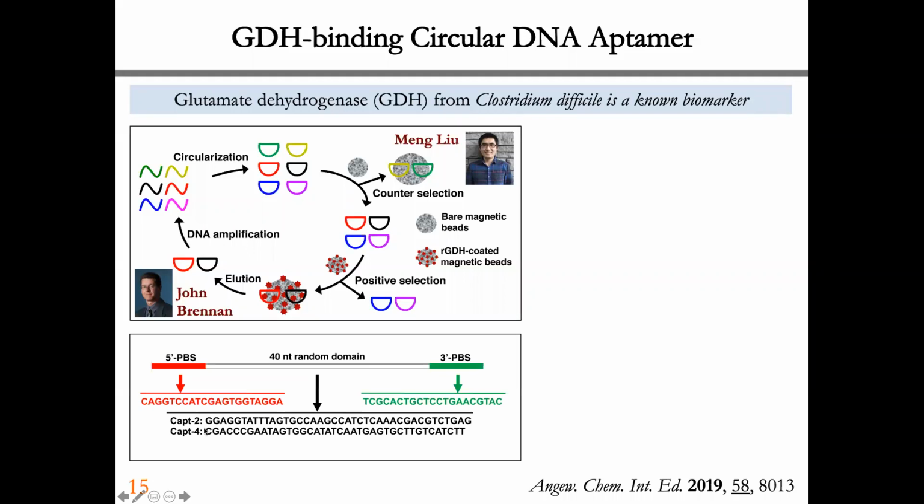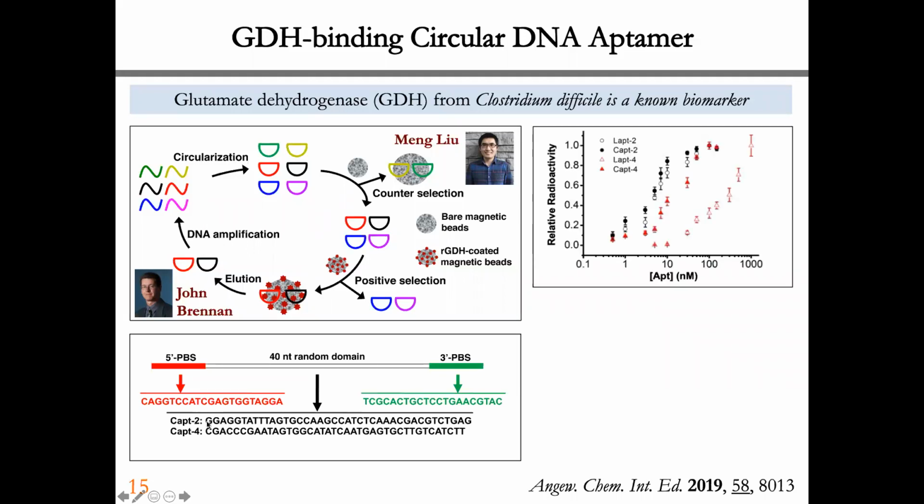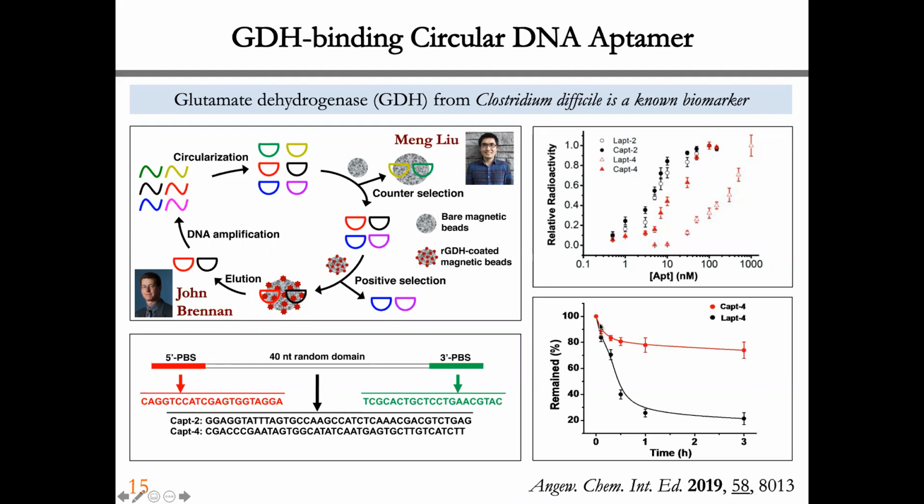And in fact, we pulled out two aptamers, and they both bind to GDH, and the data shows here, we labeled the aptamer with isotope, and then we titrate the concentration. Then we can actually determine the KD here. We settled on one aptamer called CAP4, and CAP2 is the same way. CAP4 and the linear version of that have huge differences in binding affinity. And also it's interesting, as you expected, that if you incubate this with a stool sample, the circular DNA aptamer is much more stable versus the linear aptamer.